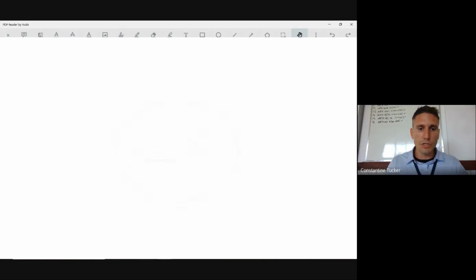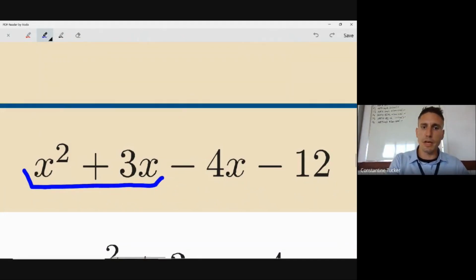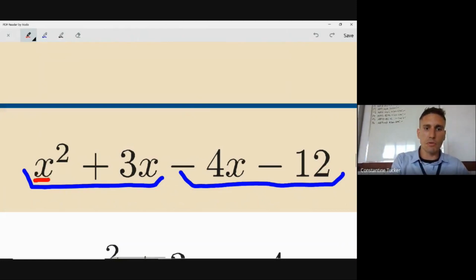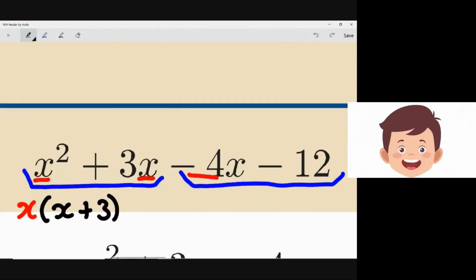I just wanted to say that in some cases we have to be a little bit careful with the signs. So for example, in this example further down, if we try to factorize this in pairs, then we'll have to notice that x is the common factor of the first expression. Then we open brackets and we've got x plus 3. But then when we get to the second expression, because both are minus, then it's positive.